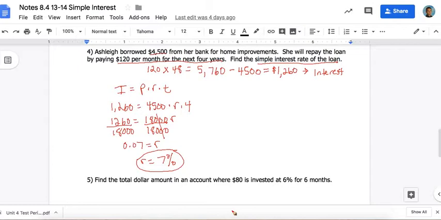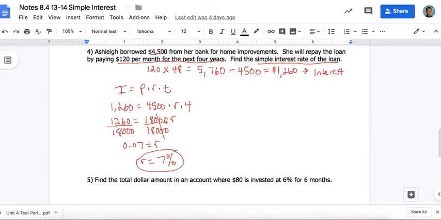Okay, so in a situation like this where you know how much you borrowed and you're looking for the rate, you have to find the interest. And sometimes it will tell you the interest, but in this case it didn't. It told us how much Ashley paid per month over the next 4 years. So we know how much she paid total, and so we can take that away from the amount she actually borrowed to calculate the interest.